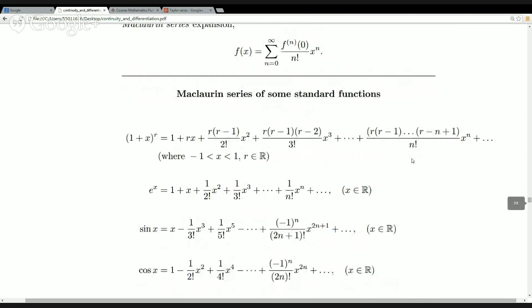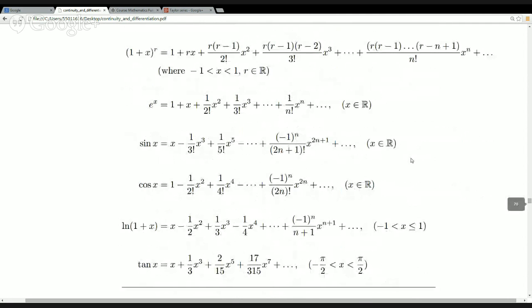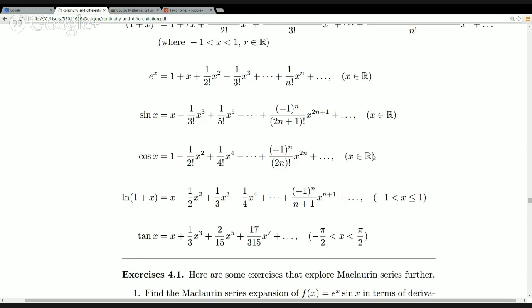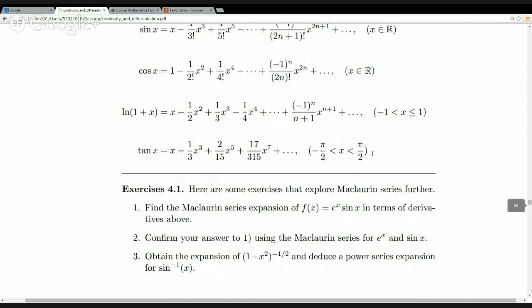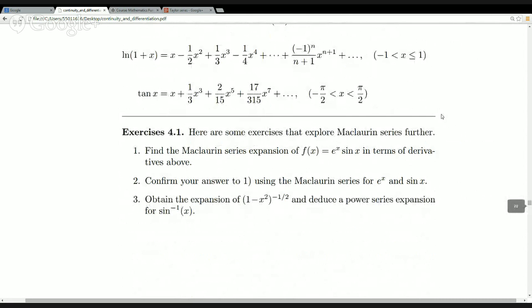So there's a reminder there of some standard Taylor series for some functions. The first one is called the binomial series, with coefficients for the function 1 plus x to some power. And then you've got the exponential, the sine and cosine functions, the logarithm function, the tangent function. Okay, and there's some exercises there at the bottom, which I might do. Yeah, let's do one of them now.